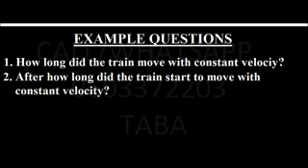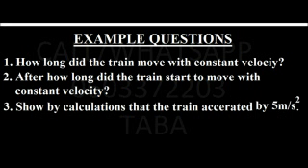Now, the second question says, after how long did the train start to move at constant velocity? If the train moves at constant velocity, there is a time at which it started to do that. We have to get it from the graph as well. Number 3 says, show by calculations that the train accelerated constantly by 5 meters per second squared.